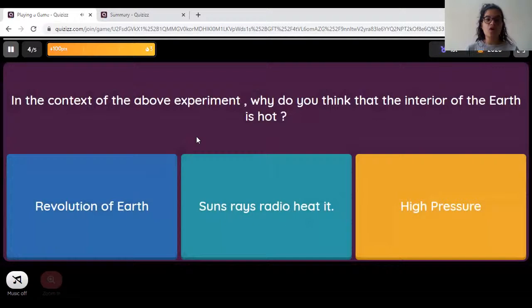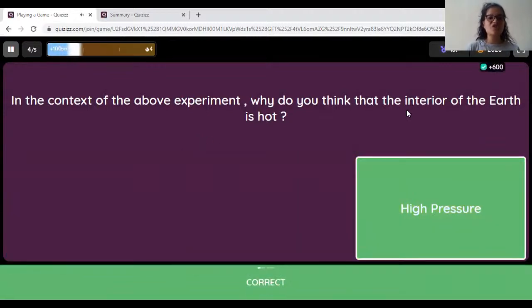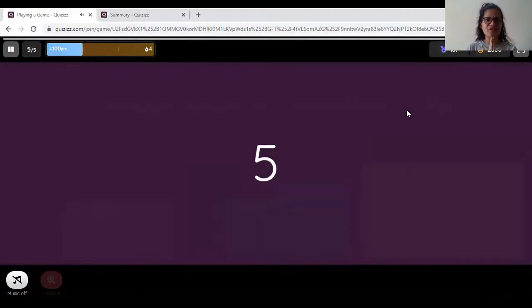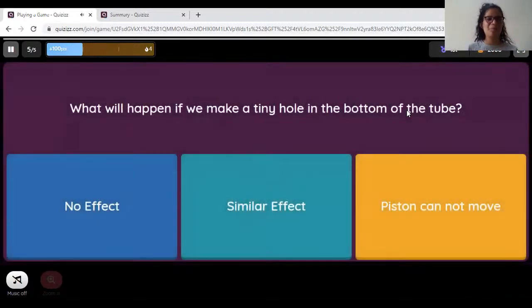In the context of the above experiment, why do you think that the interior of the earth is hot? Because of revolution of the earth, or sun's rays radiate heat, or high pressure? So why do you think that the interior of the earth is hot? Because there's a lot of pressure inside the earth, right? So it is high pressure. Good job, everybody. Sun rays cannot touch the interiors of the earth, right? So it has to be high pressure.